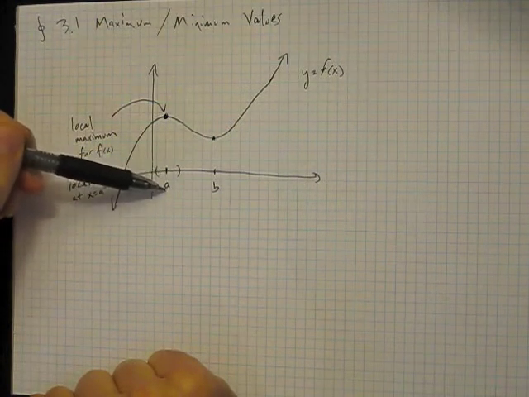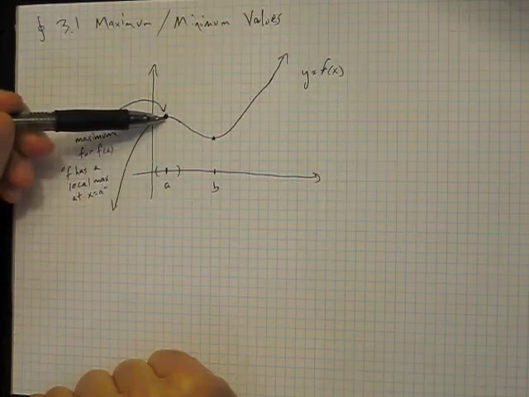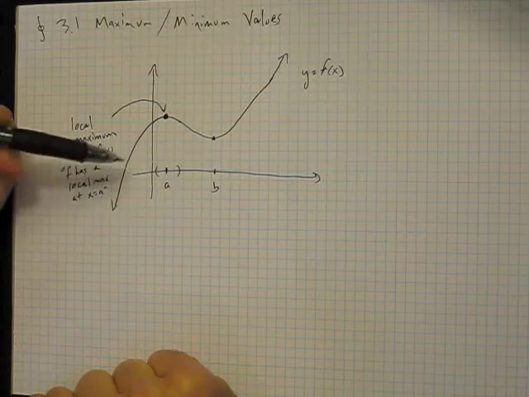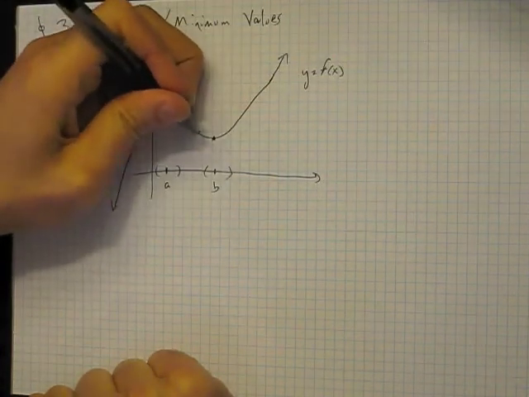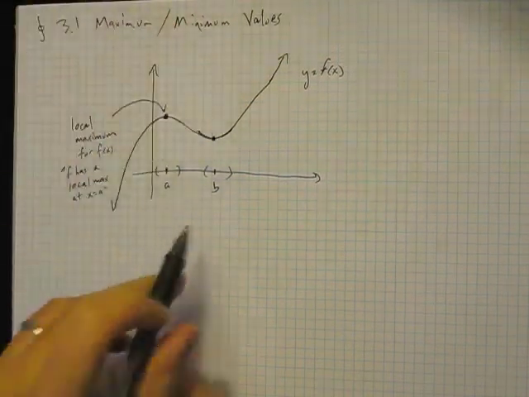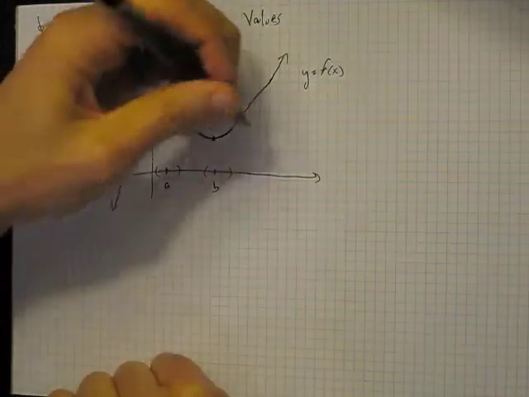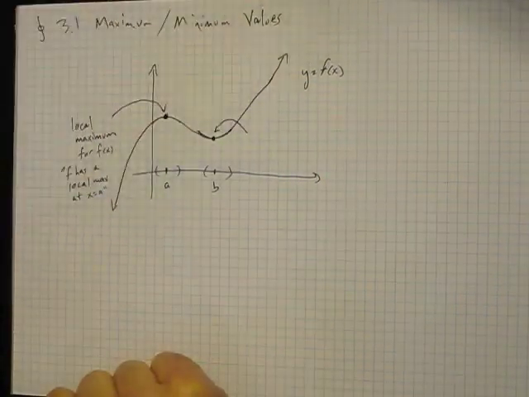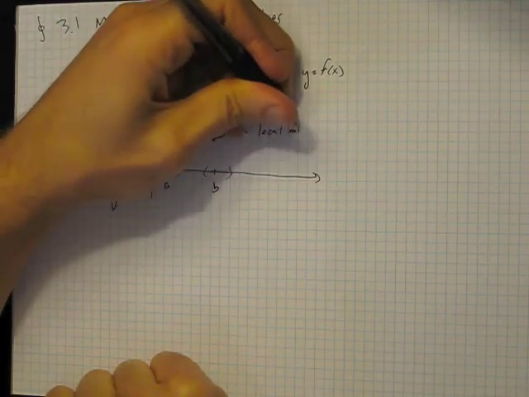The reason for that is because if we look at all of the values nearby to a on the x-axis, all of those get sent to points that are lower than that height value on the graph. The same thing here. We notice that all of the points on this graph nearby to B are sent to heights that are higher. So we might refer to this as a local minimum value.